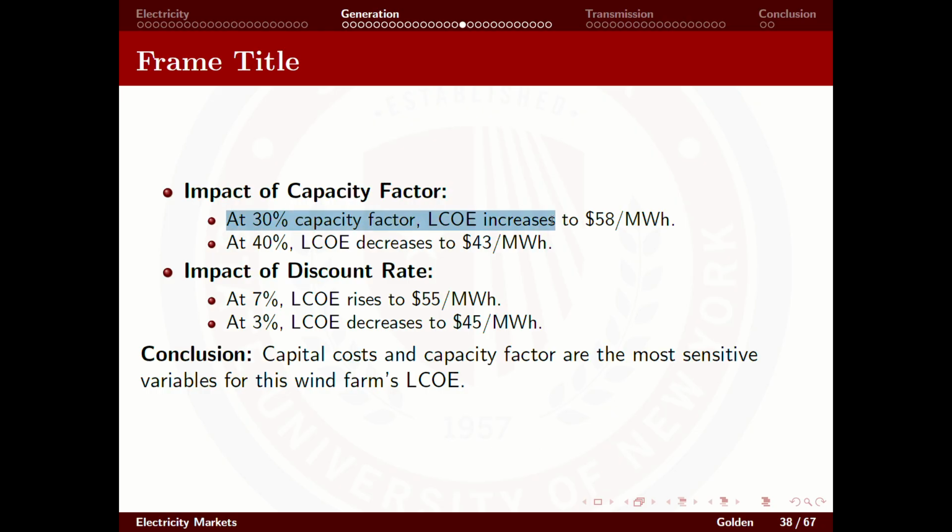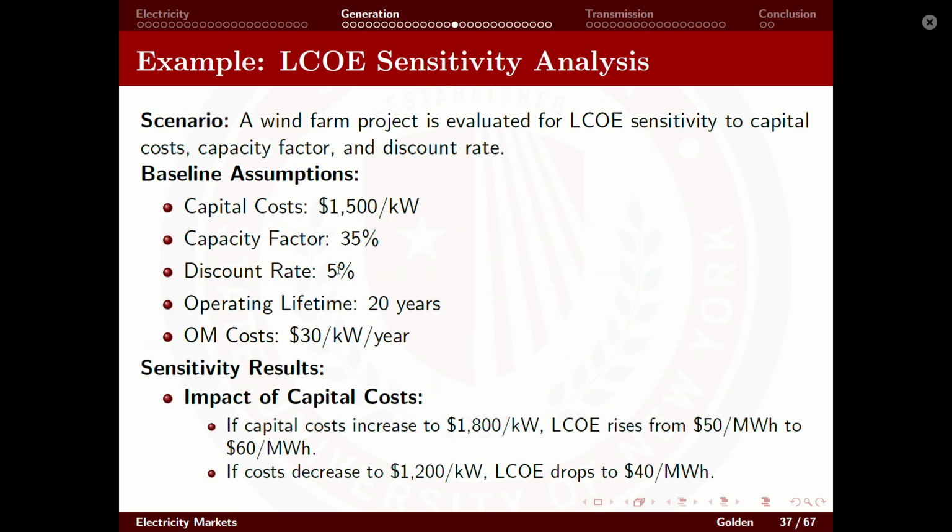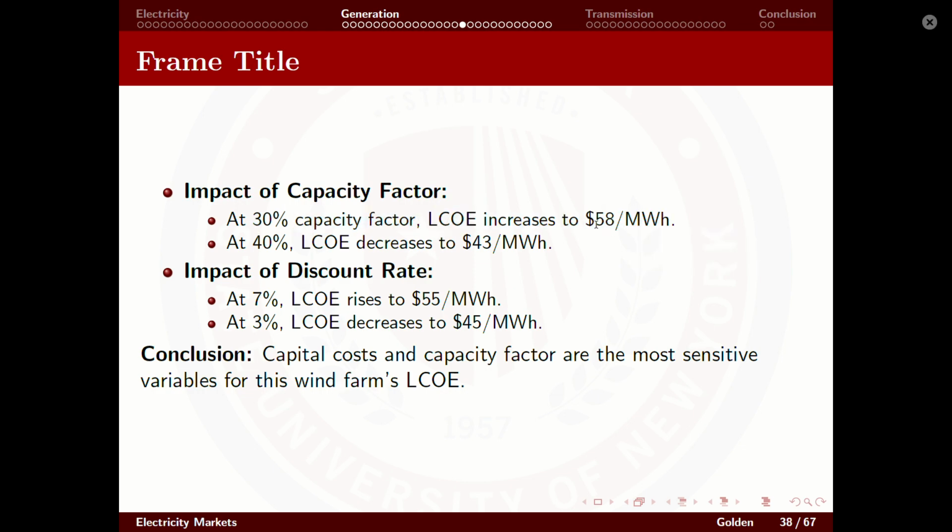And so also at a 30% capacity factor, down from 35%, if you have a lower capacity factor, maybe the wind blows less, LCOE increases to $58 per megawatt hour. So if you drive the capacity factor down, LCOE will go up and the cost will go up. At 40%, LCOE decreases and it becomes more competitive. And then with a higher discount rate, which is effectively what happened here, you have a higher interest rate, LCOE rises, and if you have a lower interest rate, LCOE will decrease. So if the Fed continues to lower interest rates, renewables will be doing well. If it doesn't, renewables will be having trouble.